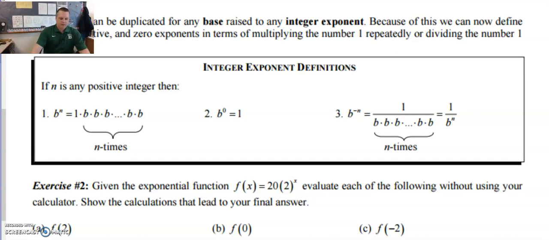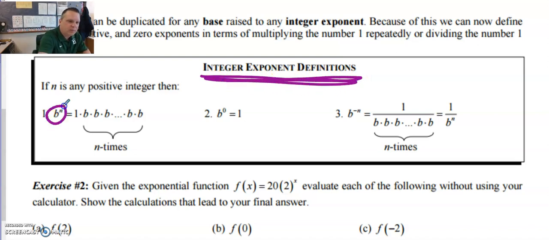All right. So we're moving on with our Unit 4, integer exponential definitions. I'm moving down to the middle portion of the first page, where we have some basic definitions and rules. First one, b to the n power just means you rewrite b however many times n is in the power.